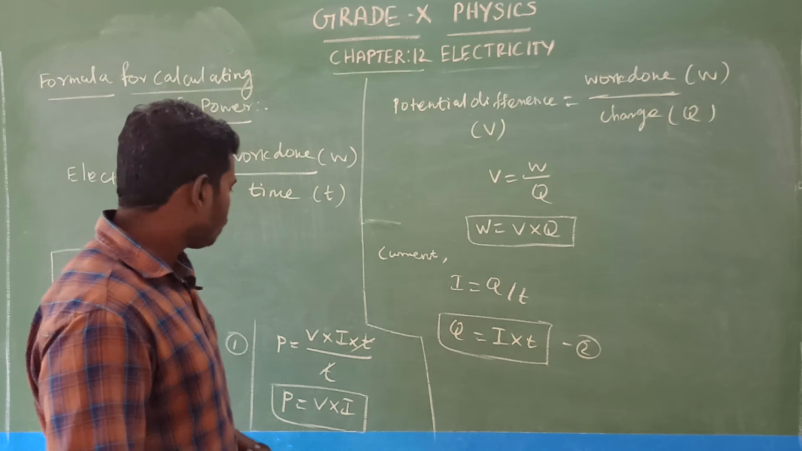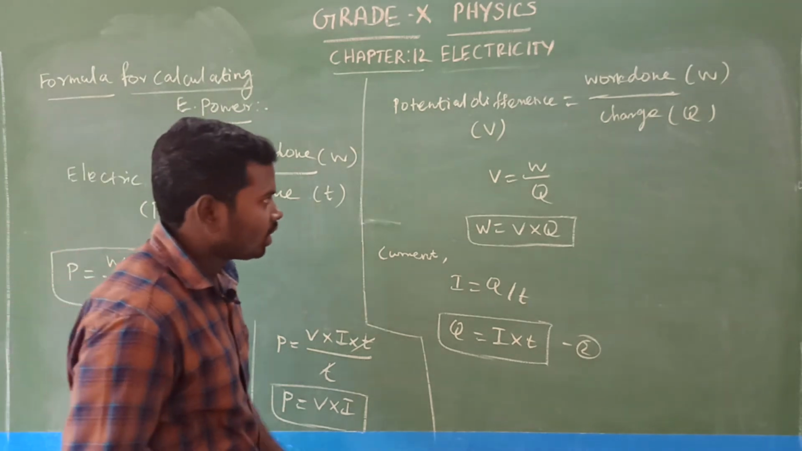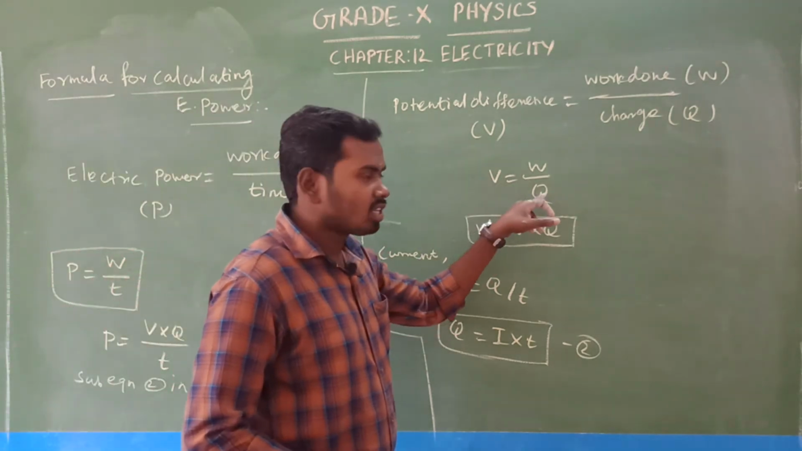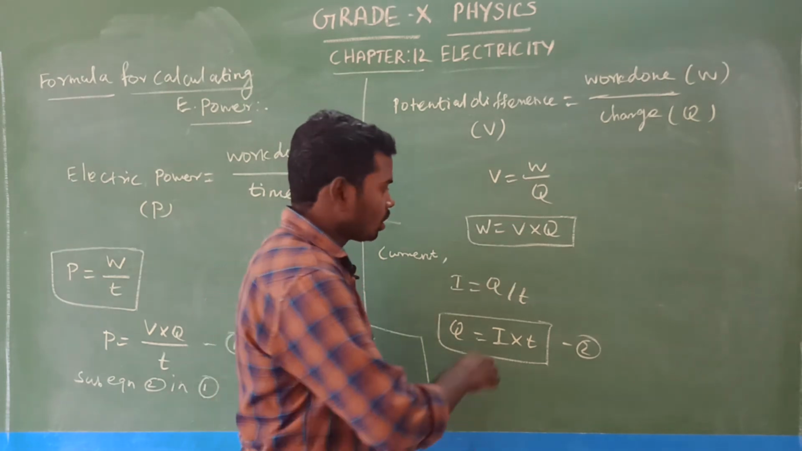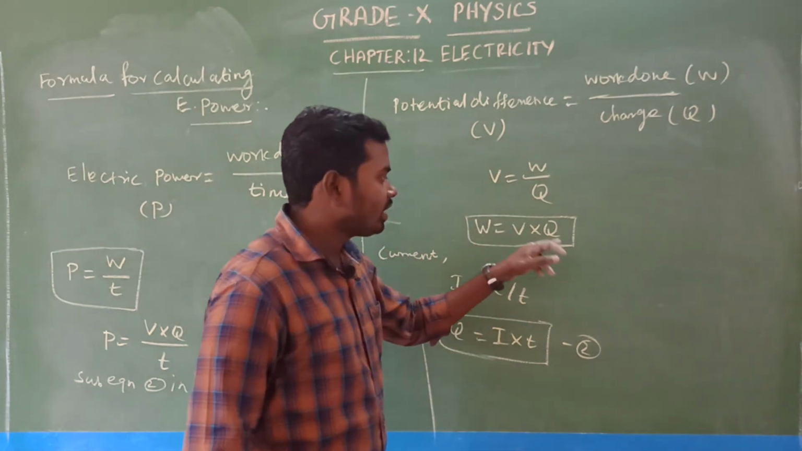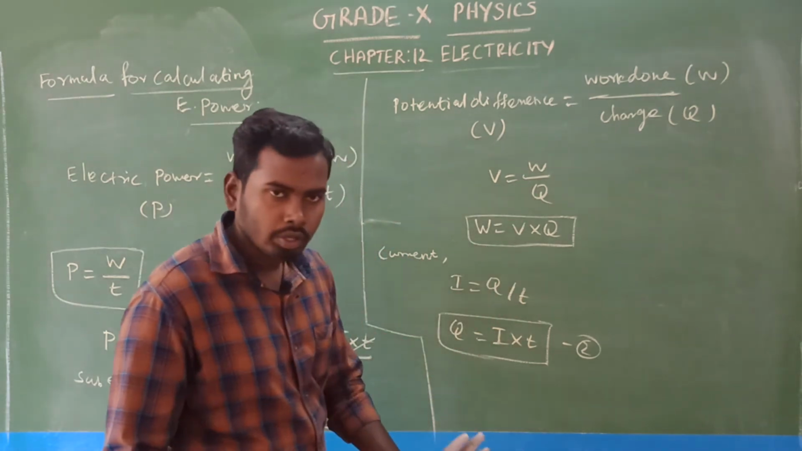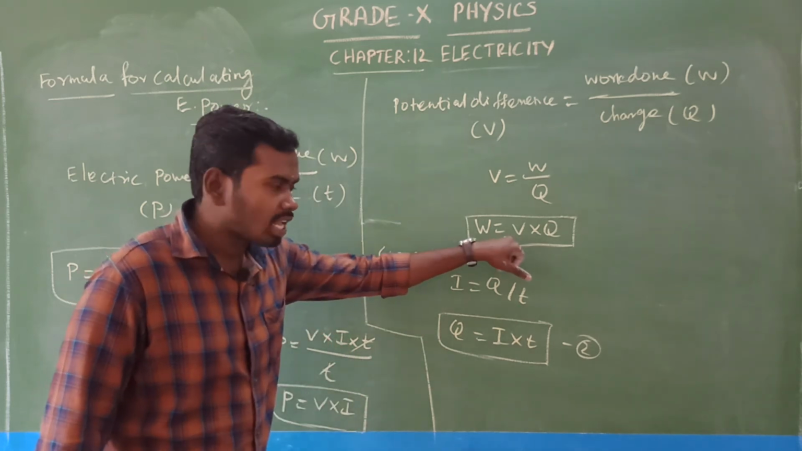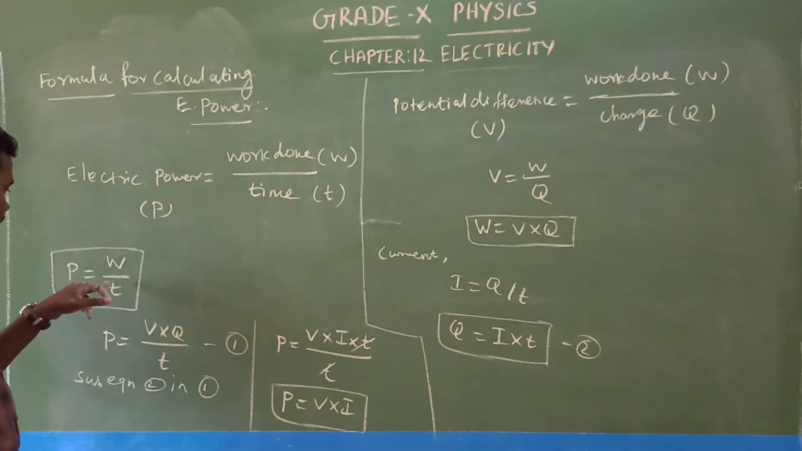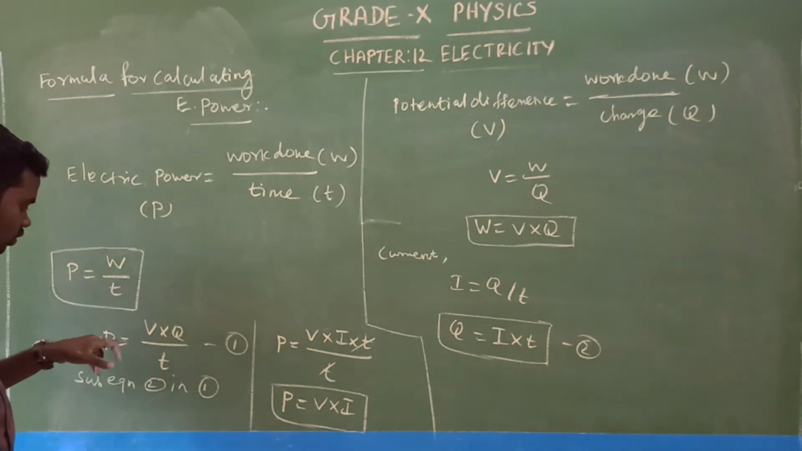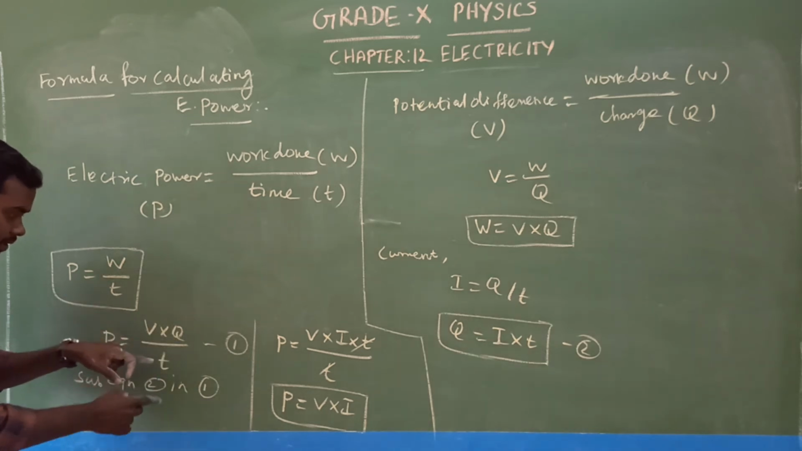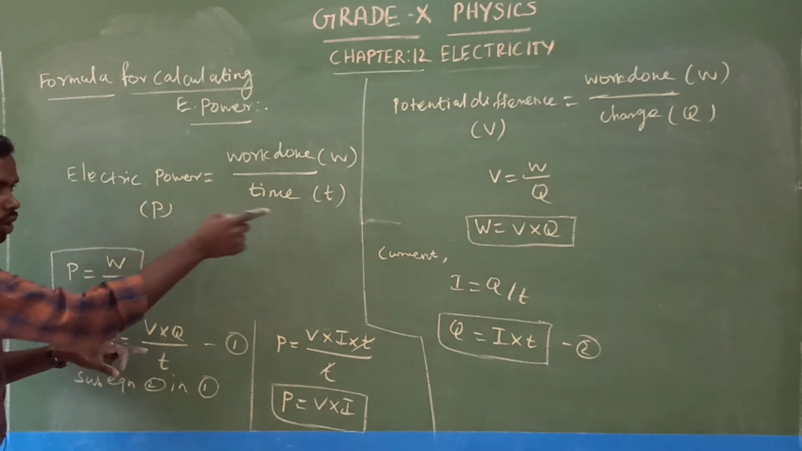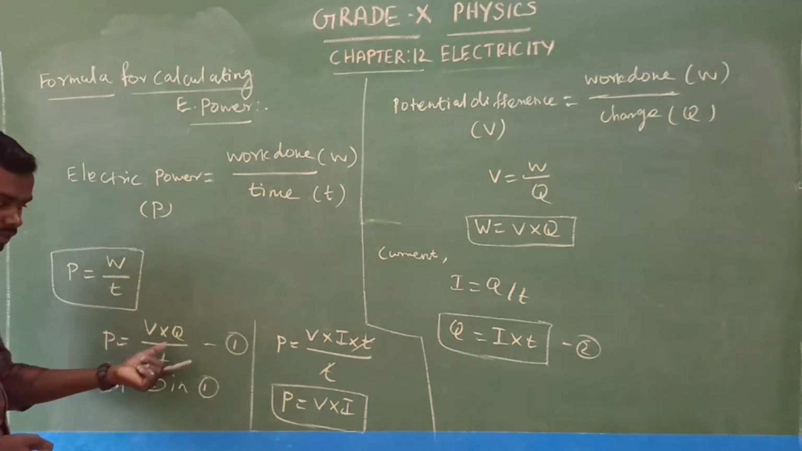We need this W value only. When this term comes to this side, the division changes into multiplication. So we get W is equal to V into Q. Substitute this W value in this formula. So we get P is equal to V into Q divided by T. Instead of W we have substituted V into Q here. This is considered equation 1.